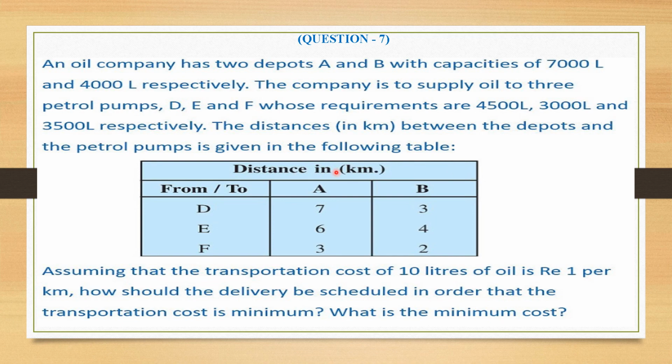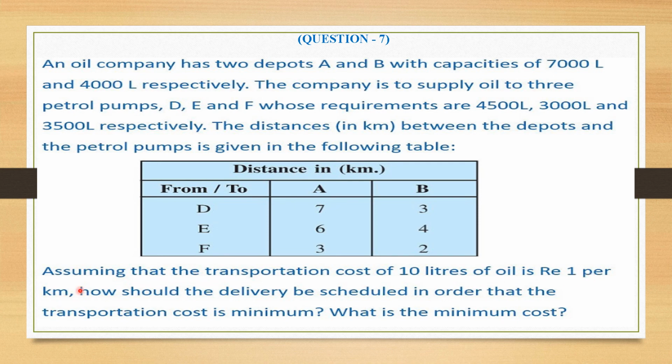Okay. So from D to A, the distance is 7 kilometres. From E to A is 6. You know how to read it. F to A is 3, D to B is 3, E to B is 4 and F to B is 2. Assuming that the transportation cost of 10 litres of oil is rupee 1 per kilometre, how should the delivery be scheduled in order that the transportation cost is minimum? What is the minimum cost? Okay. Now at last also you have to do something, that the transportation cost of 10 litres of oil is rupee 1 per kilometre.